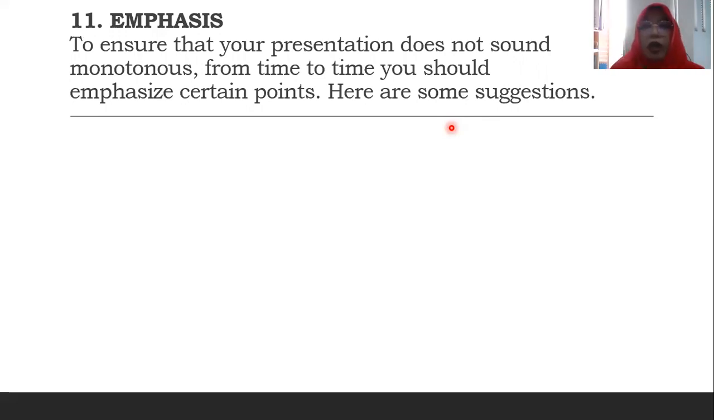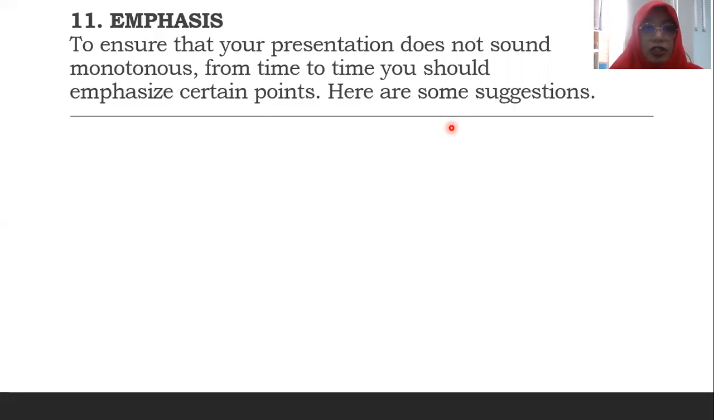Okay, so one other thing to note is to ensure that your presentation does not sound monotonous. From time to time, you should emphasize certain points, or if you want to make the audience understand what is the really important thing, or what are the important things from your presentation.